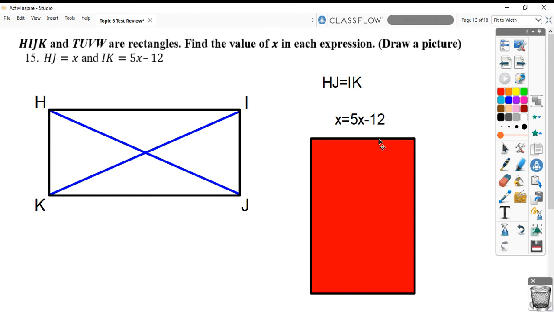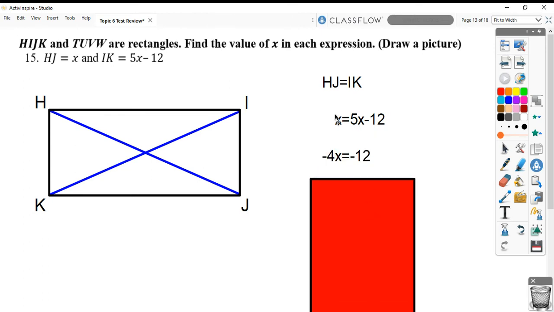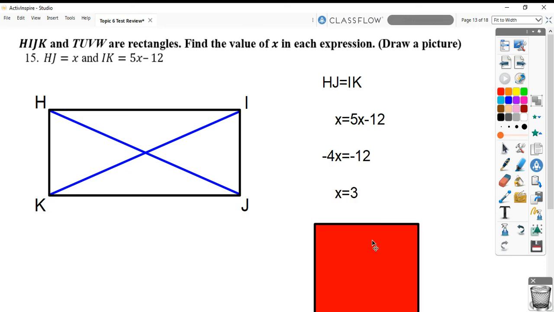Same as always, put all of your constants onto one side and all of your variables on the other side. So we're going to move over this 5x. We subtract 5x on both sides. Positive 1x minus 5x gives us negative 4x. Negative 4x equals negative 12, so x equals positive 3.